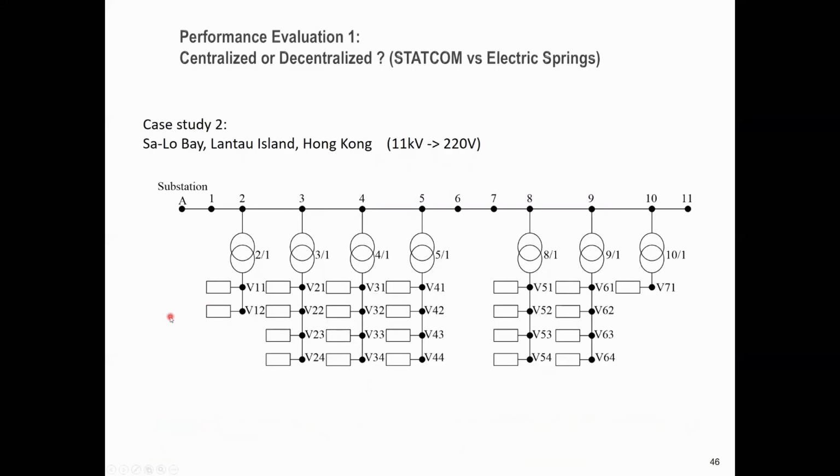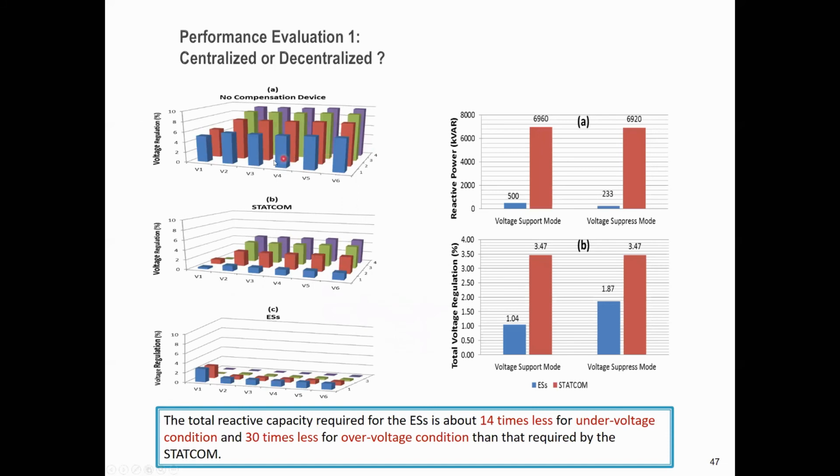Then we use more realistic data provided by the China Light and Power in Hong Kong. So we use the Salo Bay power system, which is a low voltage distribution network in Hong Kong, with realistic data to compare a centralized STATCOM located in Pond A with 24 electric springs distributed in the load center. Here are the results. Without any compensation, we can see the voltage regulation. That means the error, the percentage.